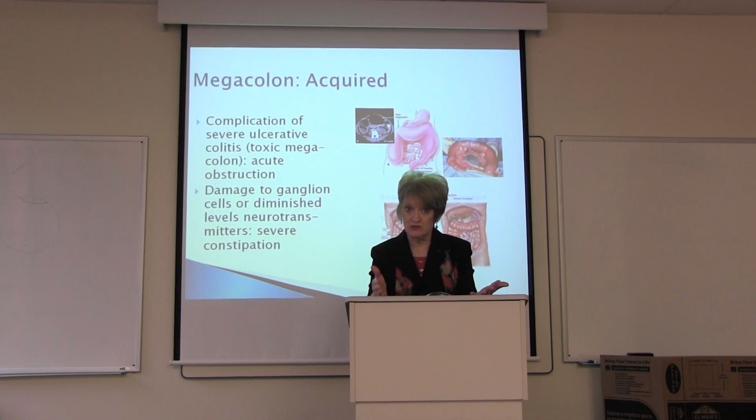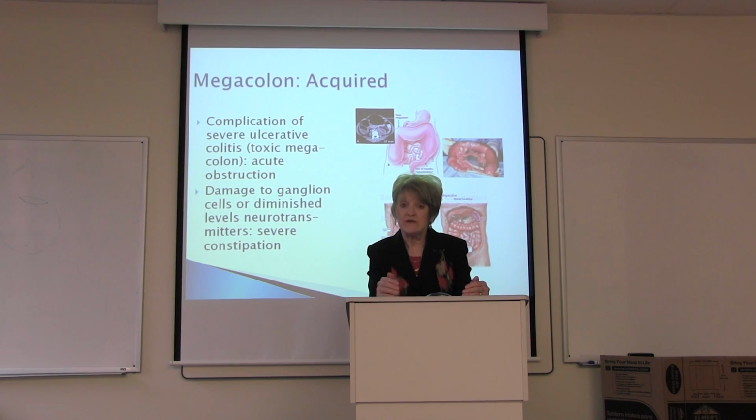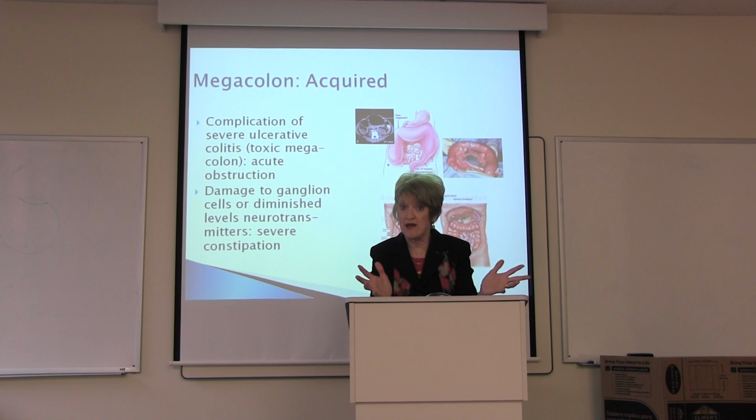And what happens with toxic megacolon is you have an acute exacerbation of the underlying inflammatory process. The acute exacerbation involves the nerve plexuses and causes damage to the nerve plexuses. That shuts down peristalsis to that section of bowel. When you shut down peristalsis to that section of bowel, the proximal bowel rapidly distends and dilates.